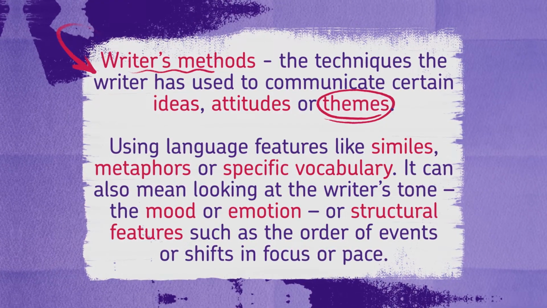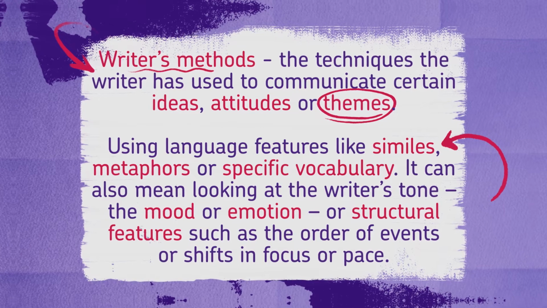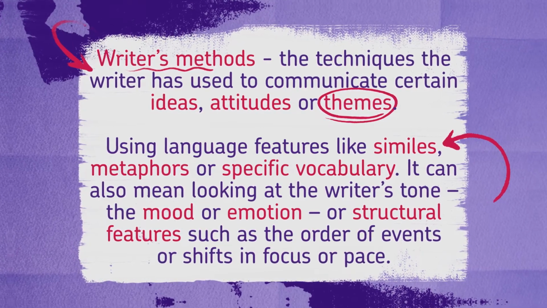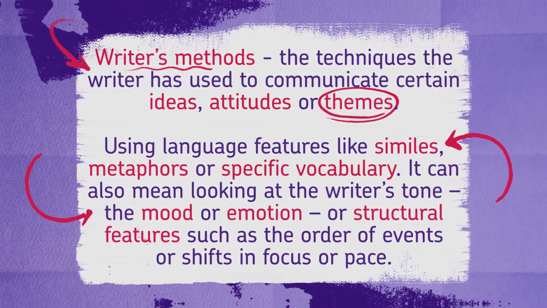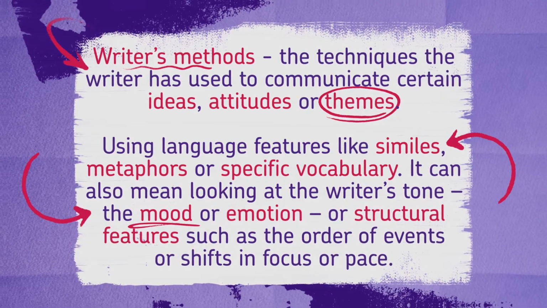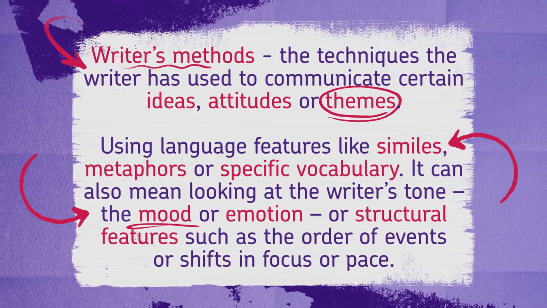This can be done using language features like similes, metaphors, or specific vocabulary. However, it can also mean looking at the writer's tone, the mood or emotion, or structural features such as the order of events or shifts in focus or pace. These are the features the writer uses to communicate their ideas, to share their opinion, or to let the reader know their point of view.